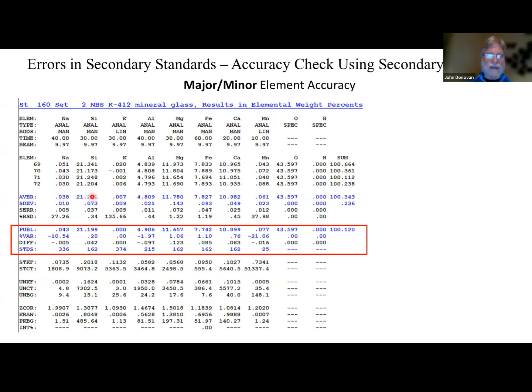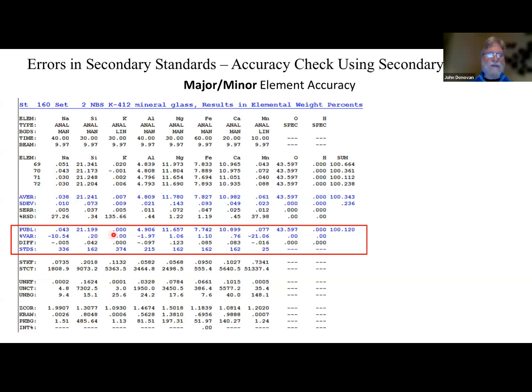Here's the average of the analysis. Here's the published value of what we believe to be the composition of this glass, and here's a percent variance. You might say, oh my gosh, 10% error, but if you'll notice, the algebraic difference here is 50 ppm, which is actually less than our standard deviation. So this is an acceptable analysis. On our silicon, we're within 0.2%.